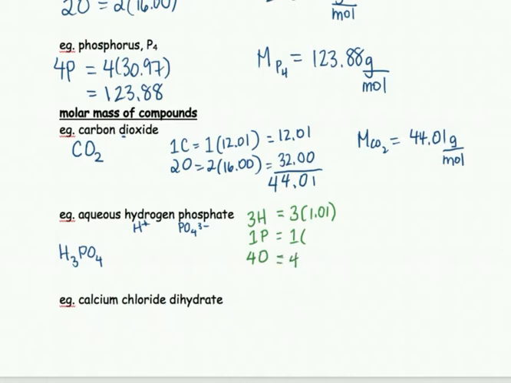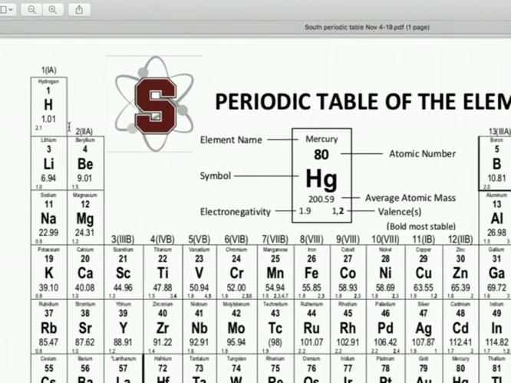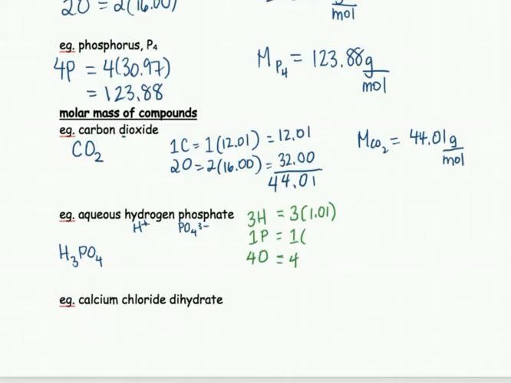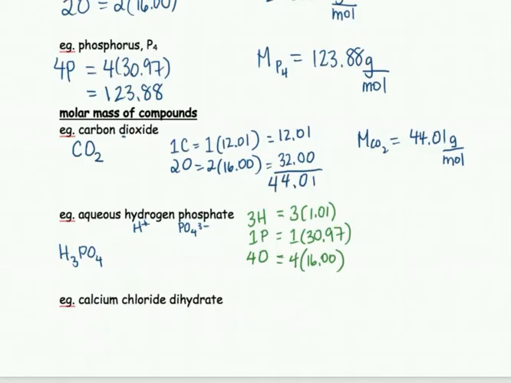So I'm looking up the masses. If you're wondering where I got the 1.01, the mass of hydrogen is 1.01. Then I need phosphorus, 30.97, and oxygen is 16. I'm looking at the periodic table I have on my desk, but if you look here, it's 16. So go through and crunch those out. Again, don't round early, and don't round the answer up either.